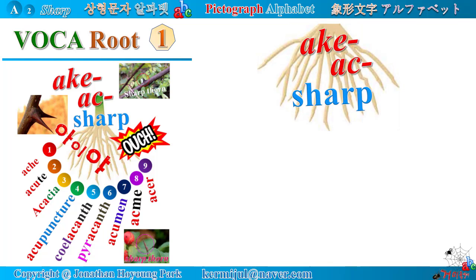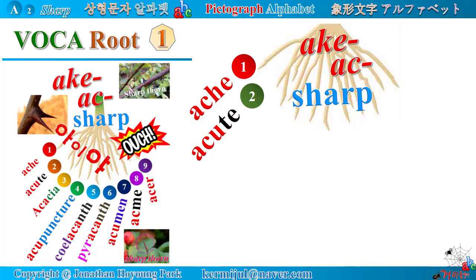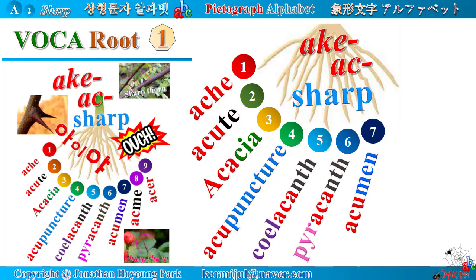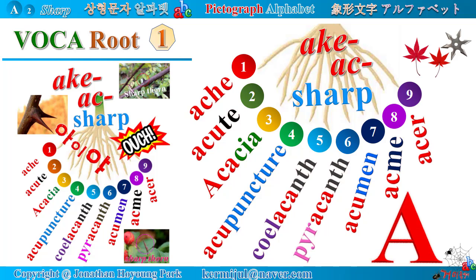VOCA root number 1. Latin root ake means sharp. Hereunder, you will study various words containing Latin root ake. Ache, acute, acacia, acupuncture, coelacanth, pyracanth, acumen, acme, Acer. Look at the pointed peak of the alphabet A. When you touch it, you will feel a sharp ache and scream out, ouch. From now, let's start a journey of building your vocabulary.